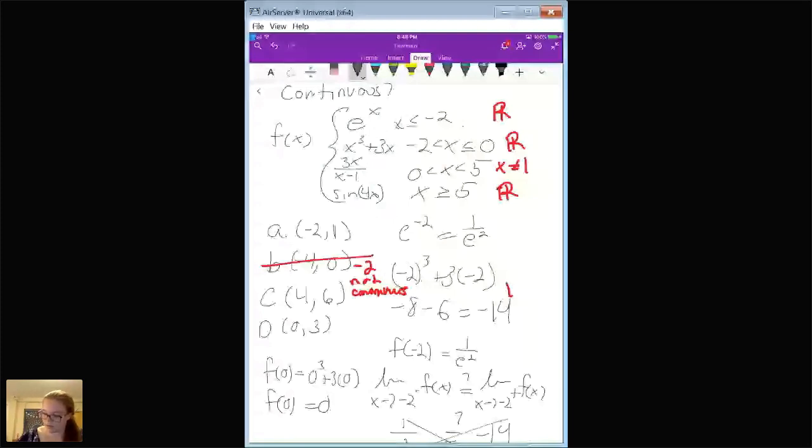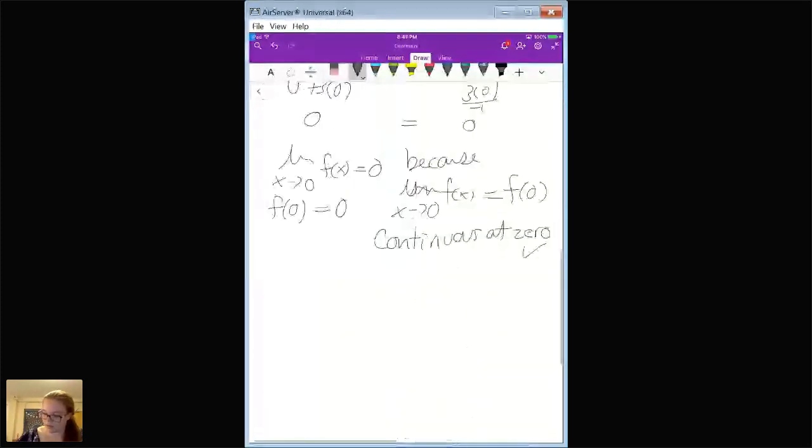Okay, so scrolling down again, we've got our functions. I'm just going to write the pieces of the function we're focused on. 3x over x minus 1, not a limit, from 0 to 5, not including 0 here. There we go. And then we've also got sine of 4x for x greater than 5.